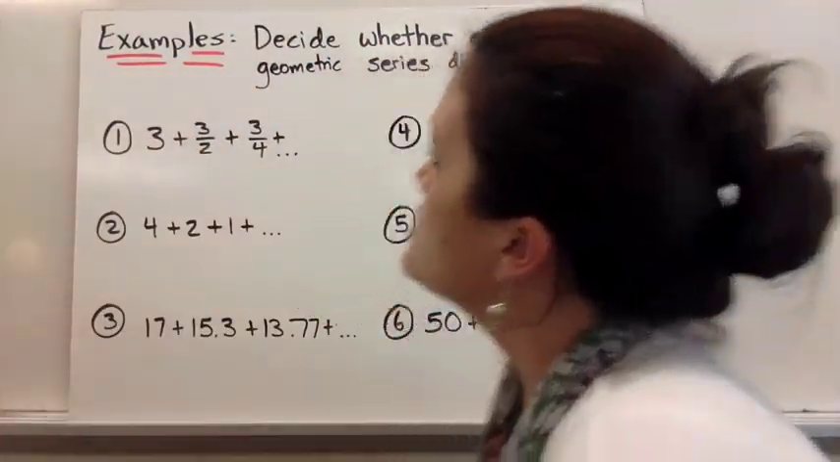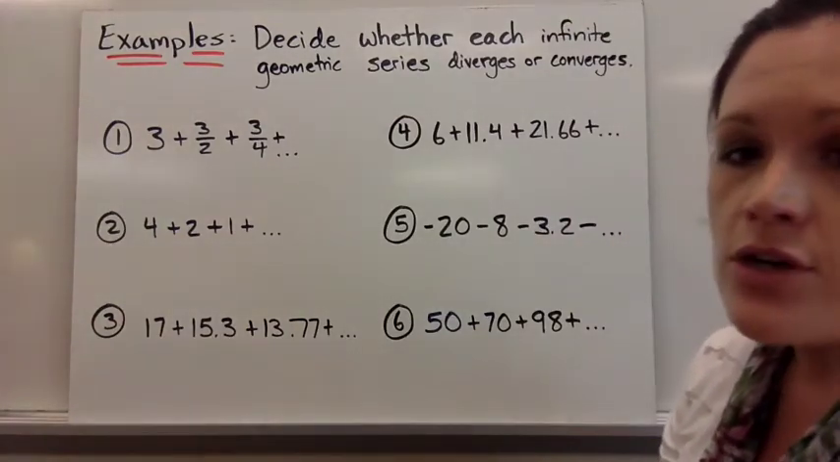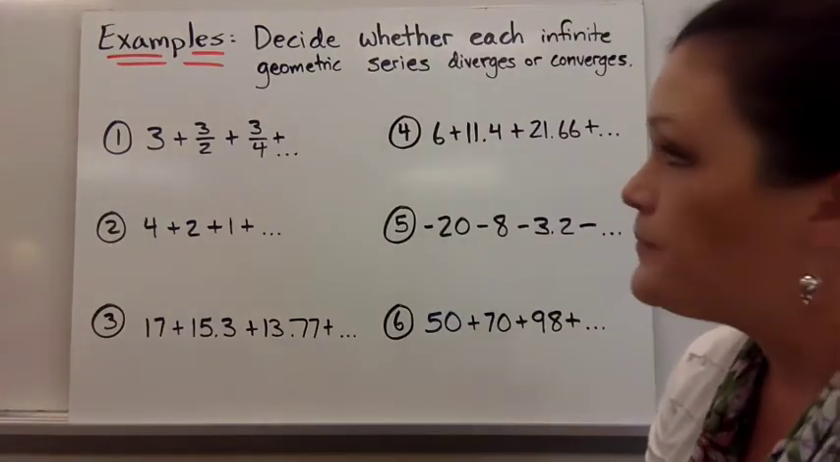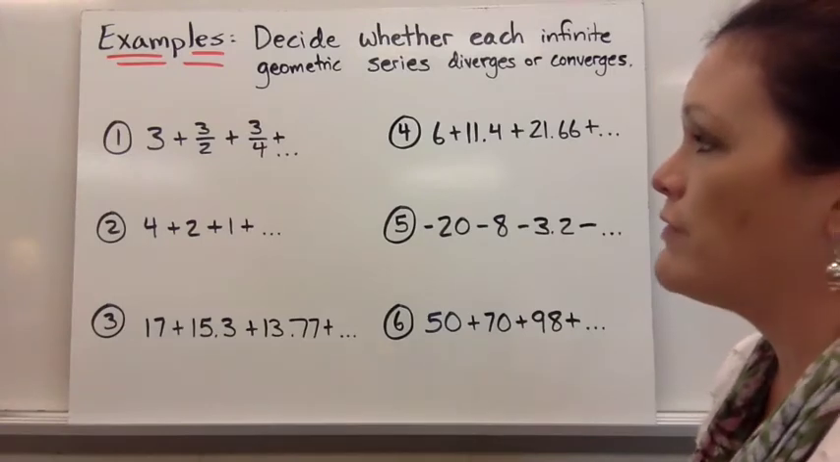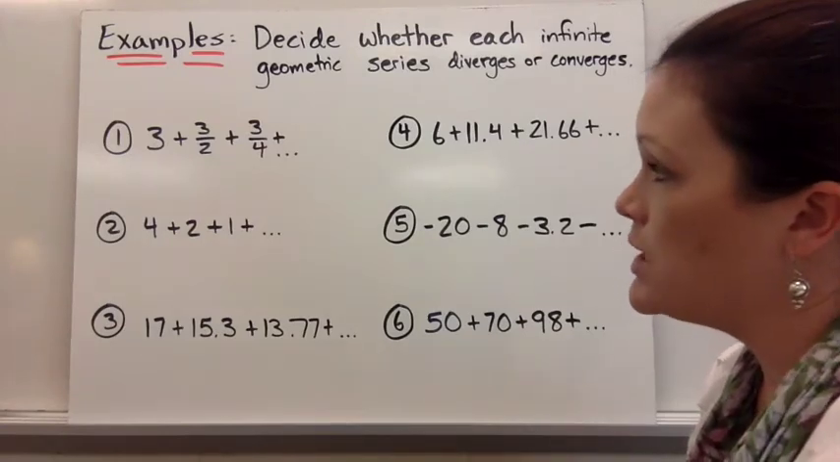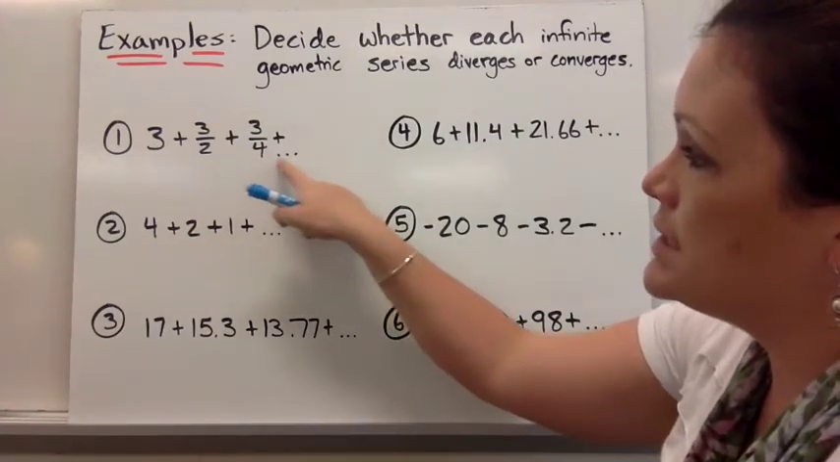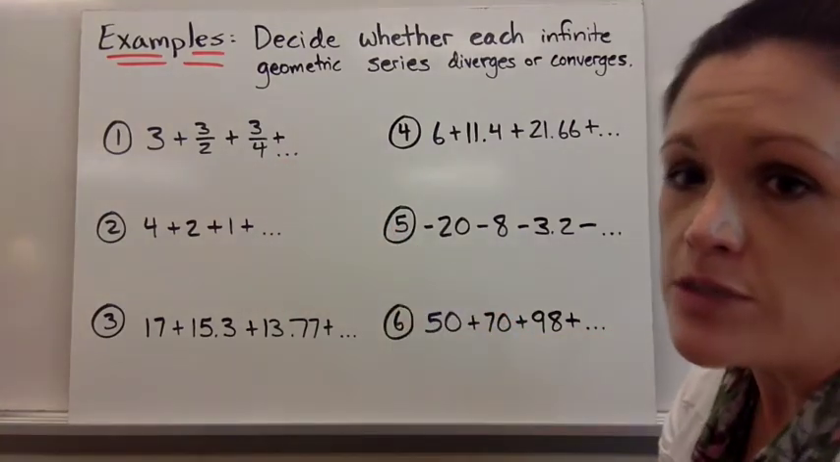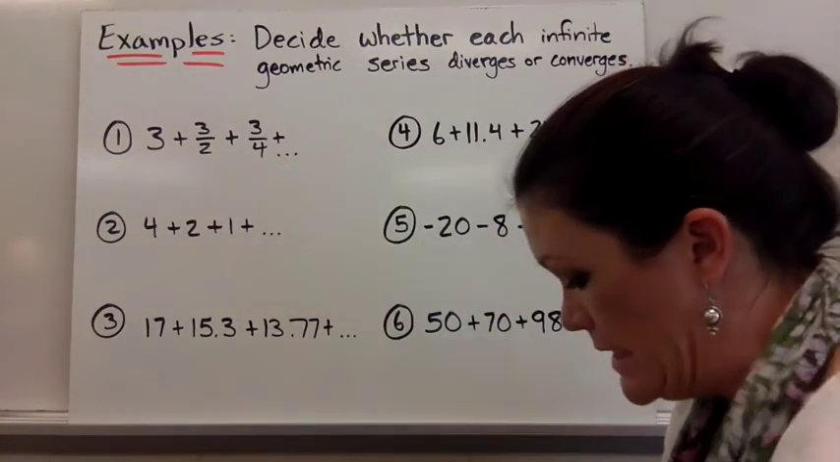All right, so first they might just ask, is it diverging or converging, and can you find the sum? So for example 1, you have 3 plus 3/2 plus 3/4 plus, and then you see the little ellipses, that means it goes on forever. So this one is infinite. It doesn't have an end.